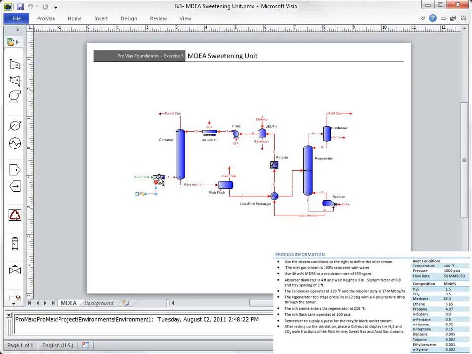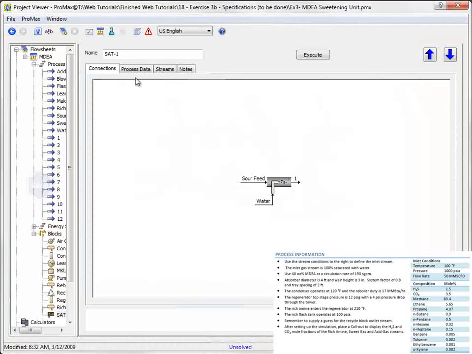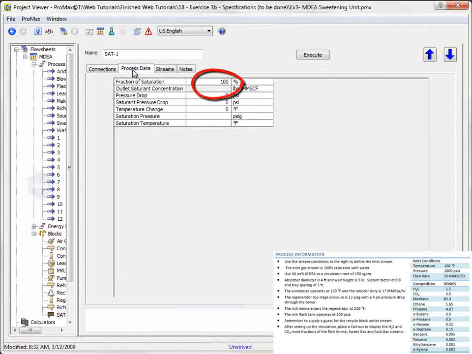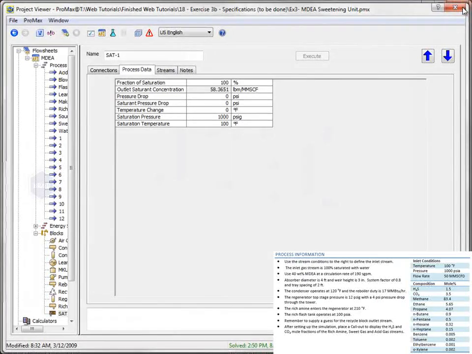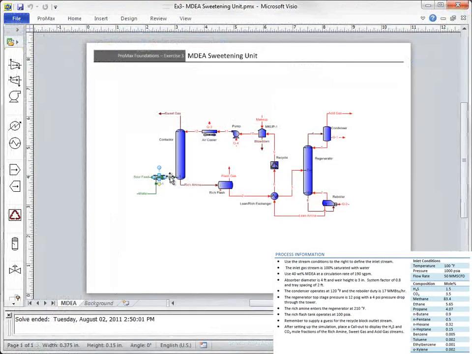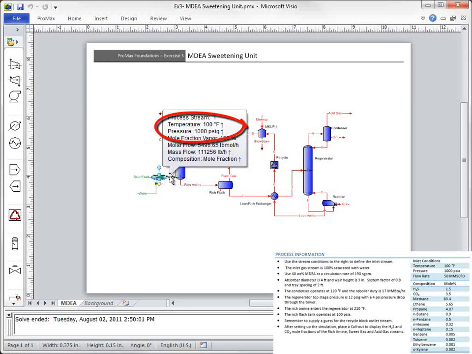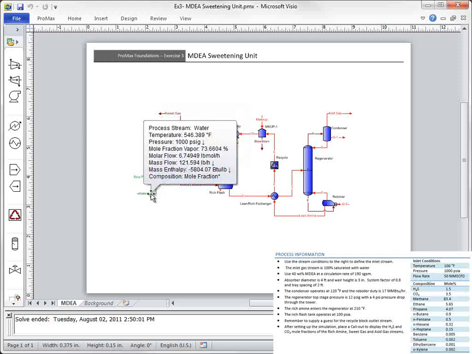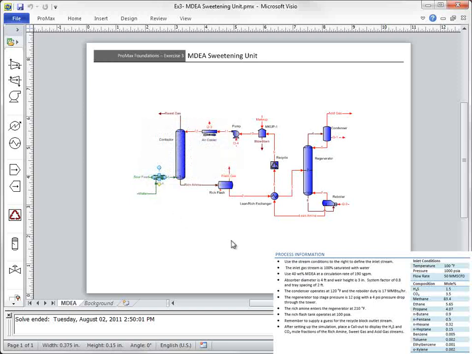If we double-click on the saturator, we can see that it is currently set to saturate the stream to 100% saturation, which is what we desire in this case. If we execute the block, we can see that the outlet stream has the same temperature and pressure as the dry gas feeding it. ProMax will calculate the required temperature in the saturant so that once mixed, the outlet temperature is the same as the inlet. Since there is a heat of mixing that affects the mixed fluid temperature, you can see that the saturant stream is at a much higher temperature than the outlet gas temperature will be.